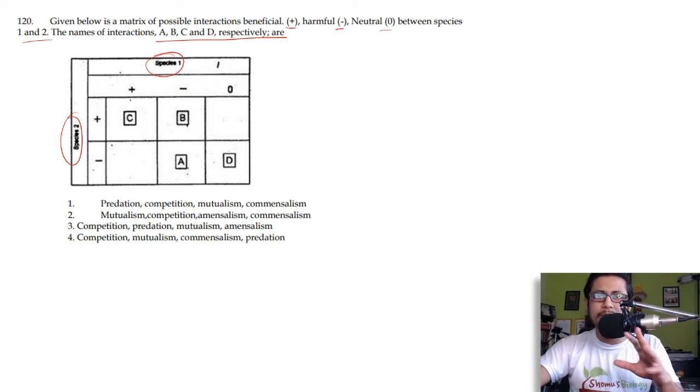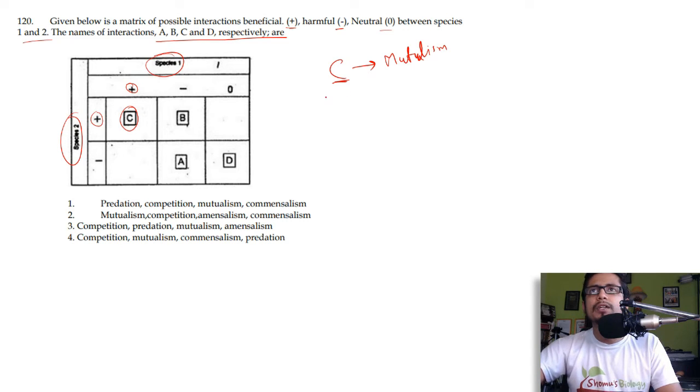So this is a direct question from the portion that we have already studied. We have different species, species 1 and species 2, and we are looking at the different interactions. So plus means beneficial interaction, minus means harmful interaction, 0 means neutral interaction. Here we have plus and plus, which means both receive a benefit, that means C. In what kind of interaction do both species have a chance of receiving benefit? Mutualism. Okay, mutualism.